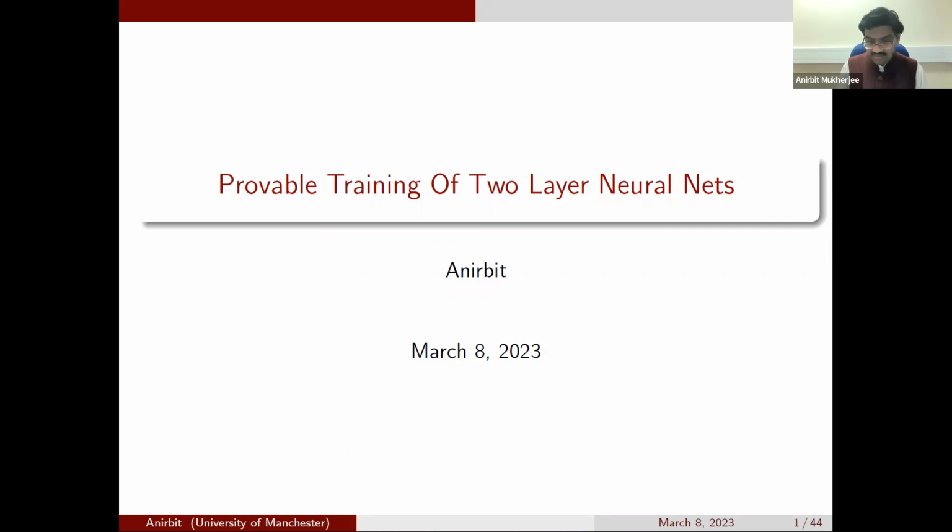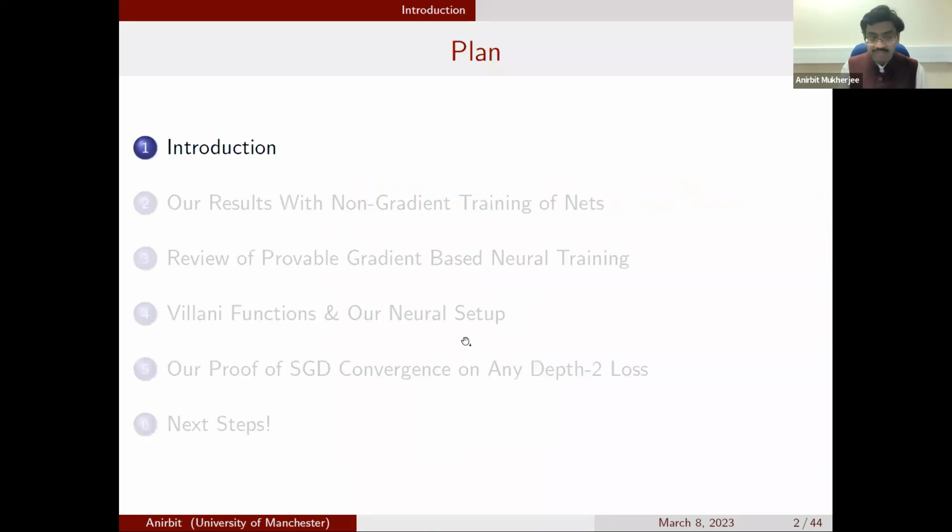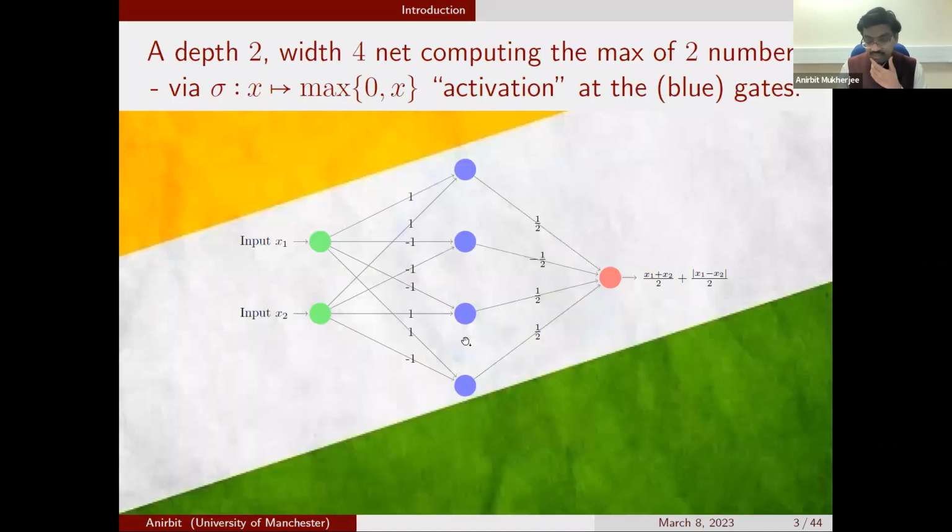So in this talk, I will present a survey of three or four of our major results over the last few years about provable deep learning. I'm not sure how many people in the audience are familiar with neural networks. So in case someone isn't, here is a simple neural net to keep in mind.